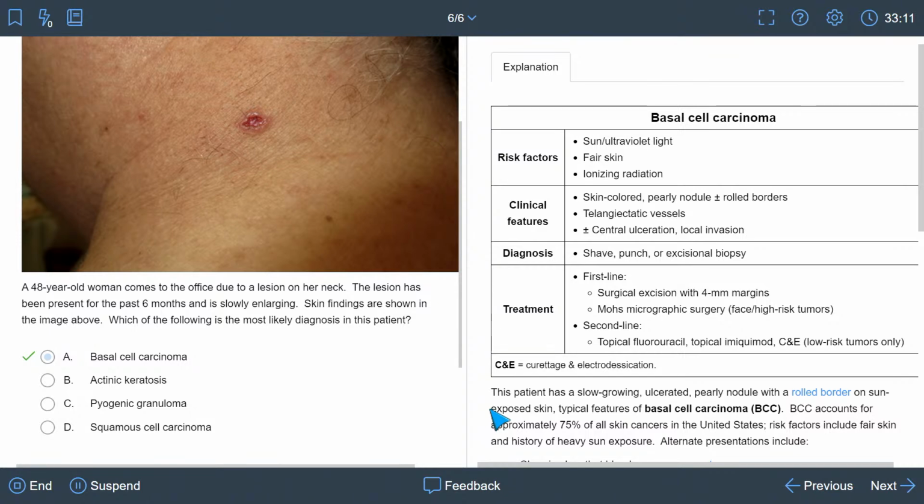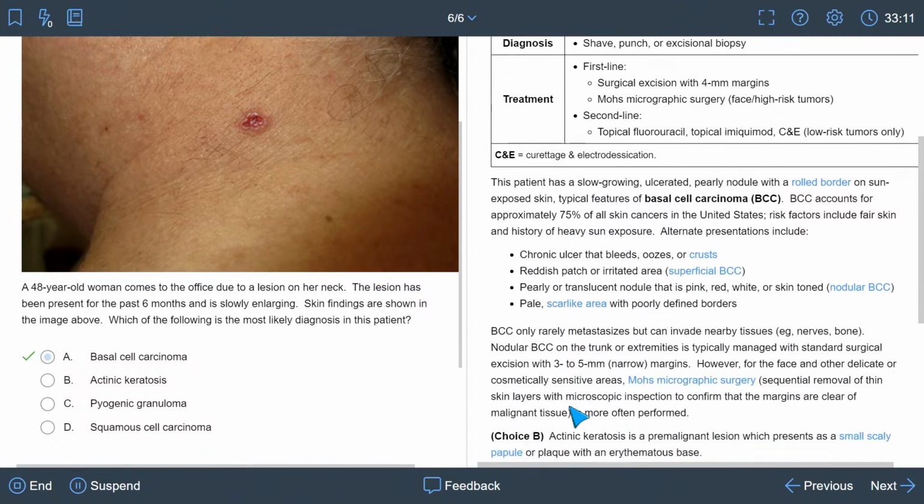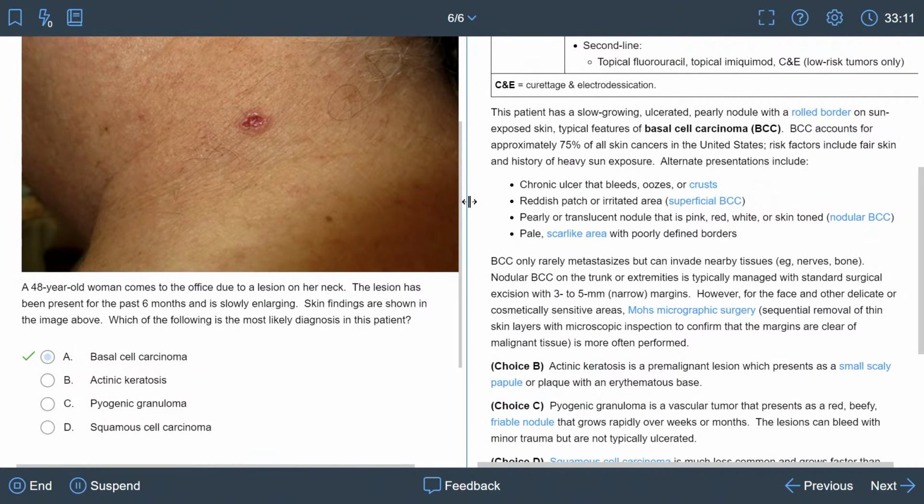The diagnosis is going to be shave, punch, or excisional biopsy, which we just kind of discussed. And then treatment, Mohs micrographic surgery. Second line would be those topicals if they are low-risk tumors only. So let's review the explanation. This patient has a slow-growing, ulcerated, pearly nodule with a rolled border on sun-exposed skin, the back of that neck there. Typical features of basal cell carcinoma.